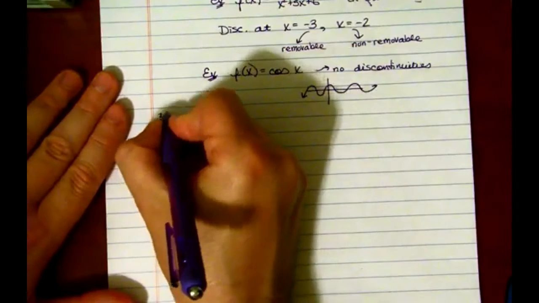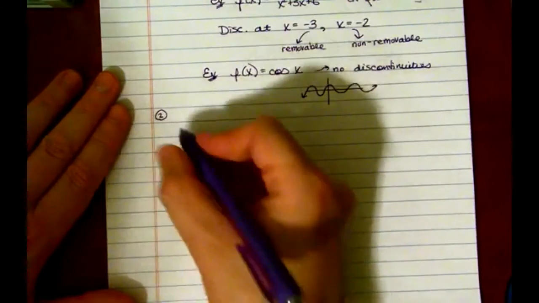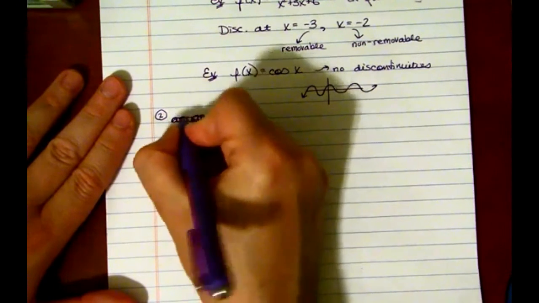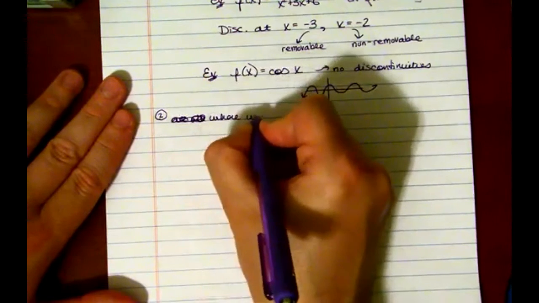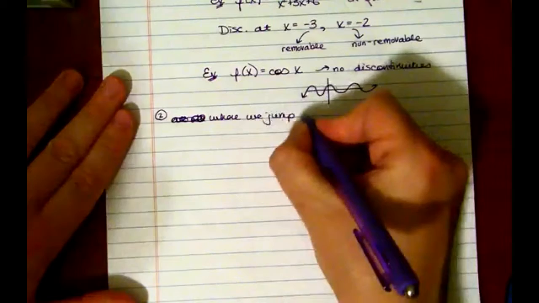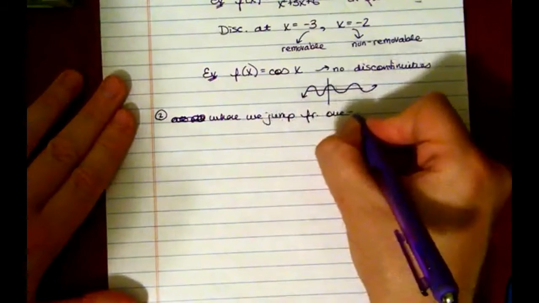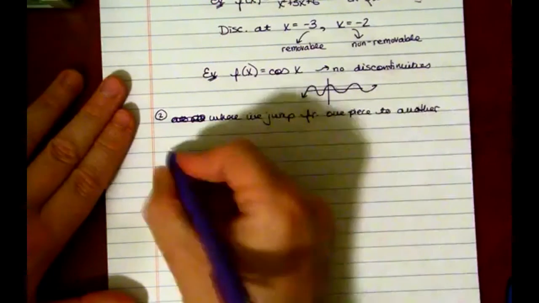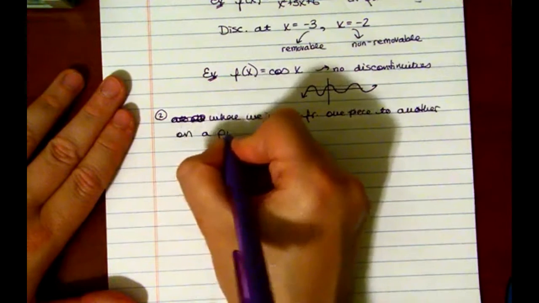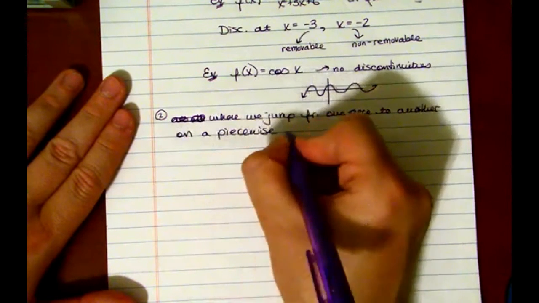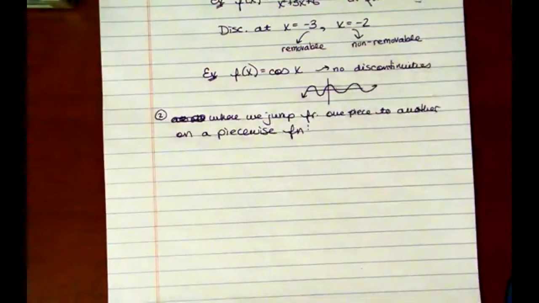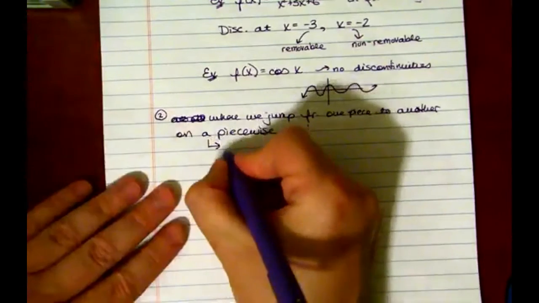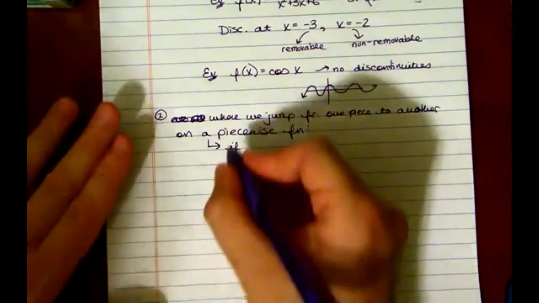Now, the other case. When we jump from one piece to another on a piecewise function, where we jump from one piece to another on a piecewise function. And there are three different things that could happen. As always, make sure you're pausing the video if I'm going just a little bit too fast for you. The first thing that could happen, I'm going to write this out in symbols and then we'll try to figure out what it looks like.